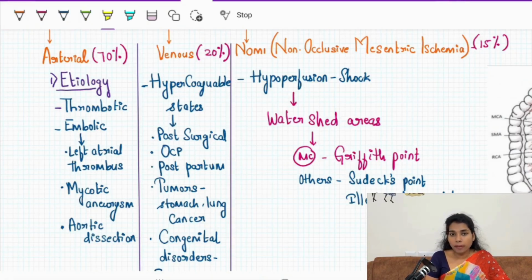Moving forwards to the venous thrombus, most commonly the cause is any hypercoagulable state. What do you mean by a hypercoagulable state? When do you see these conditions?